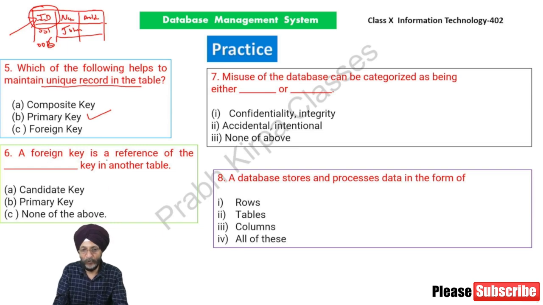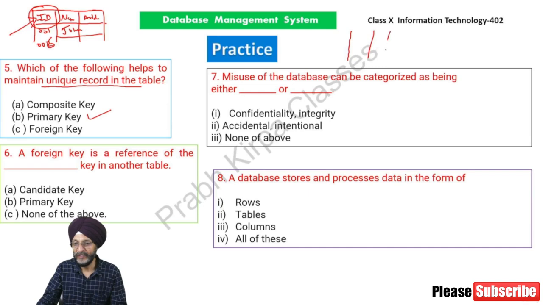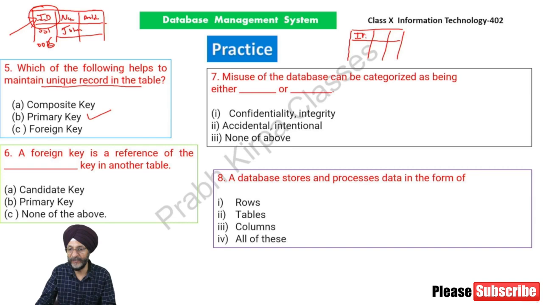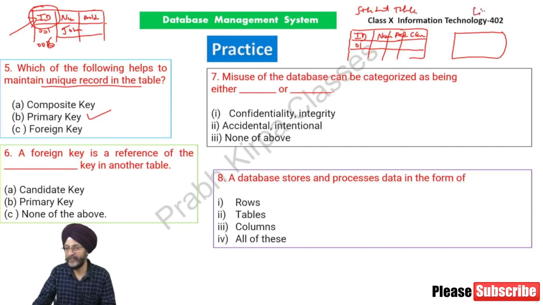Next, a foreign key is a reference of a primary key in another table. It can be understood with the help of another example. Suppose there is one table where we have mentioned student ID, student name, and student address or student's class. This is the student table. The same student goes to the school library. This is the library table.